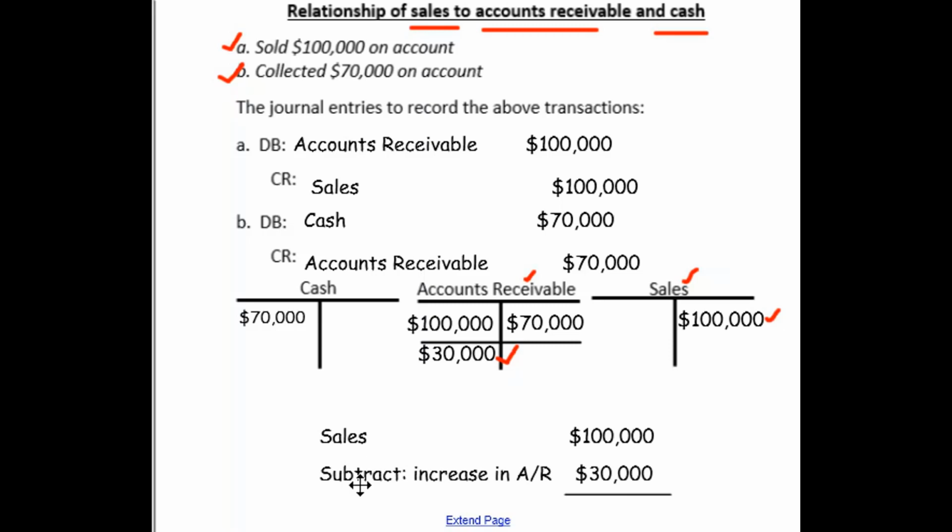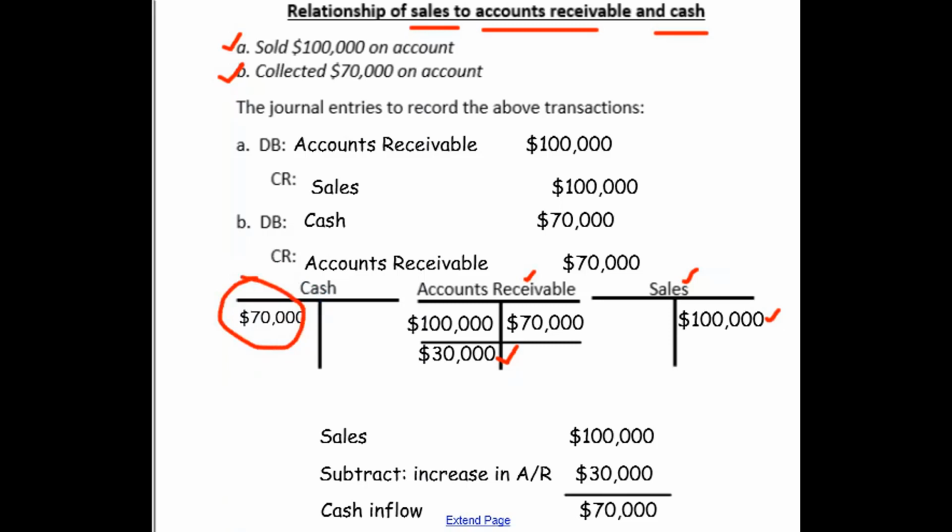We basically then subtract the increase in accounts receivable of $30,000, which is due to our receipt of $70,000 in cash. So we take our sales of $100,000, and then we subtract out our increase in accounts receivable from 0 to $30,000, and the difference then happens to be our cash inflow, and you can see that is the amount of the cash inflow.